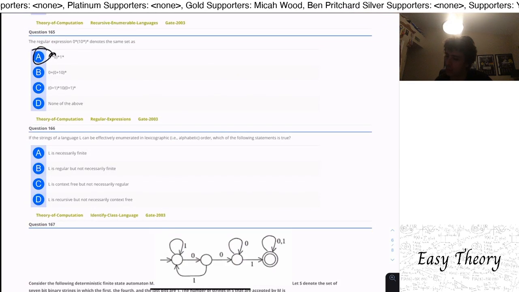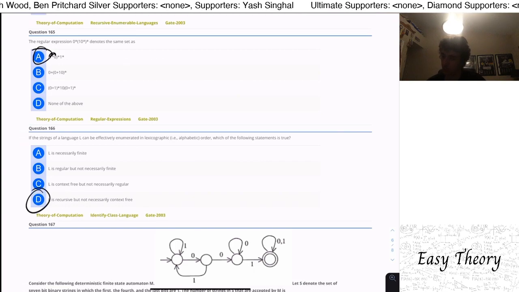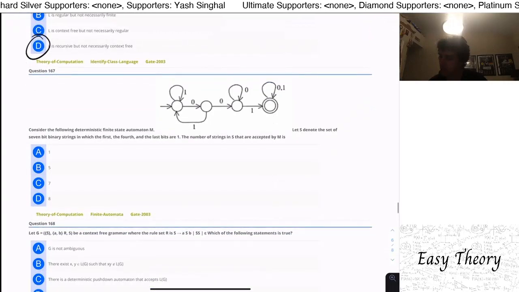If the strings can be enumerated in a lexicographic order, which of the following statements is true? Could be finite, could be regular, not finite. It could be any of them actually. Yeah. So it's the biggest option here. You can always enumerate the strings in any order. In lexicographic order, at least you can enumerate them.